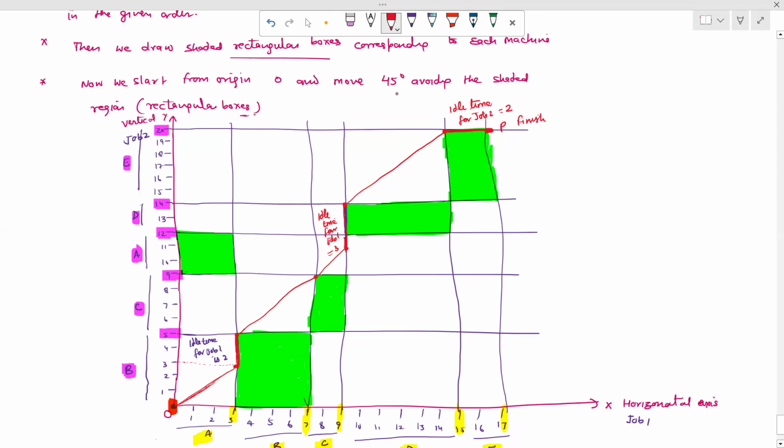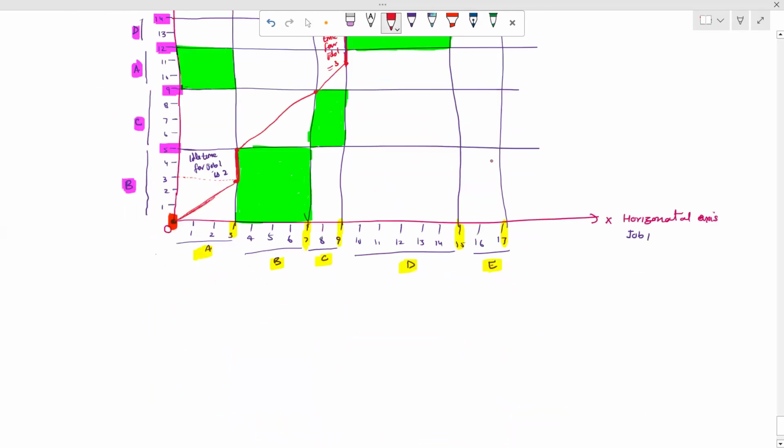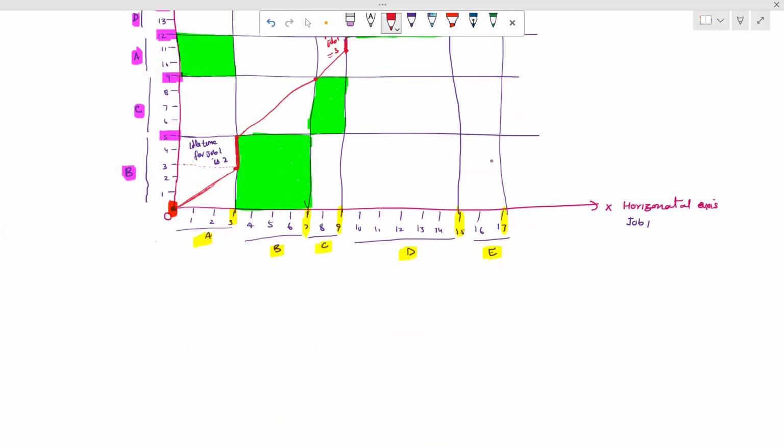So now we finished our graph. So we have reached the point P. So this is our last point. So we have finished. So this is the finish point. So now we calculate the total elapsed time.